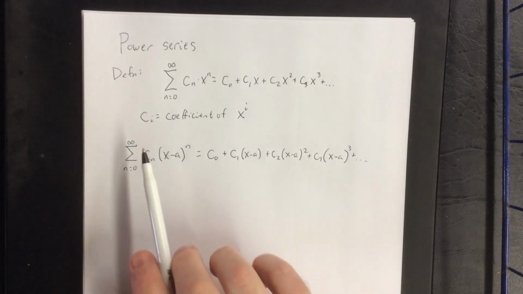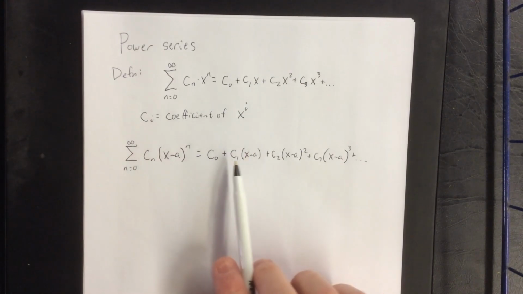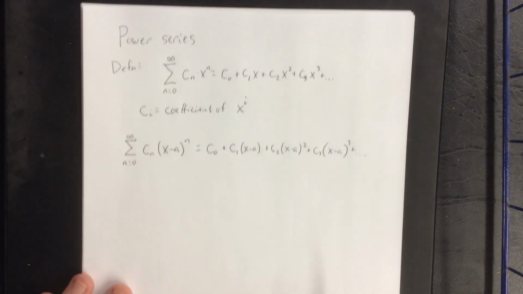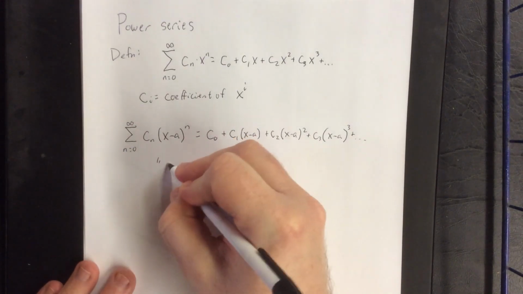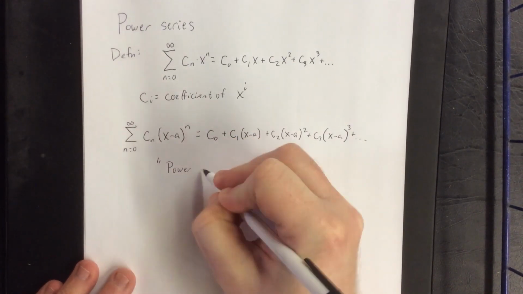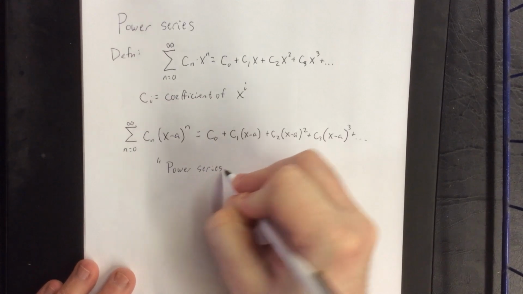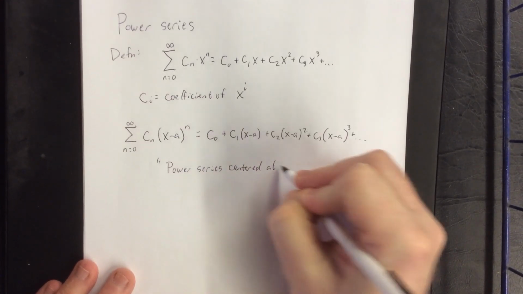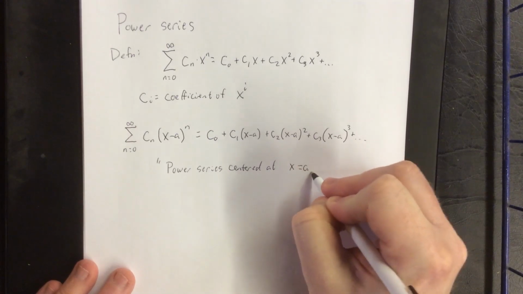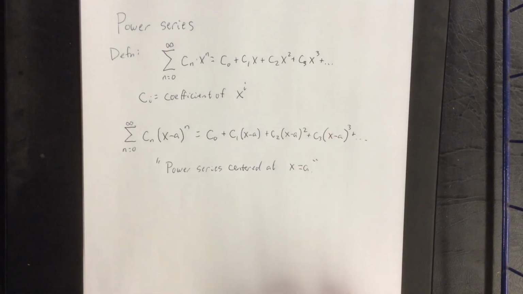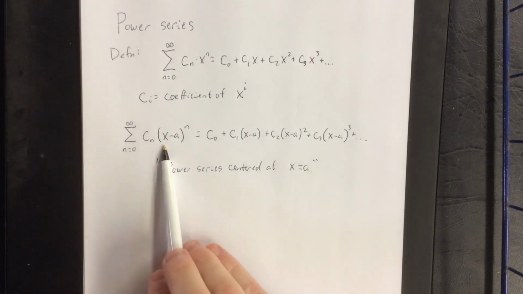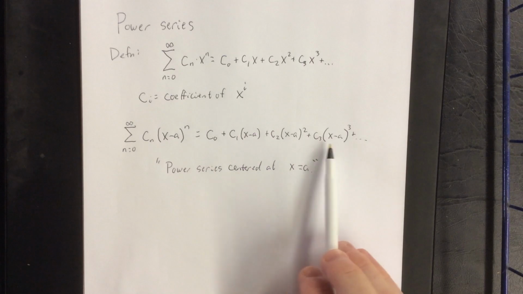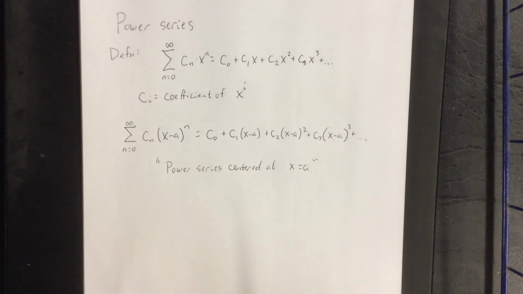Now once again, in this case, c sub i is referring to the coefficient of whatever's being raised to the ith power. In this case, we refer to this as a power series centered at x equals a. We refer to it as a power series centered at x equals a because if I were to plug in x equals a, I would get that all of these terms would cancel out.